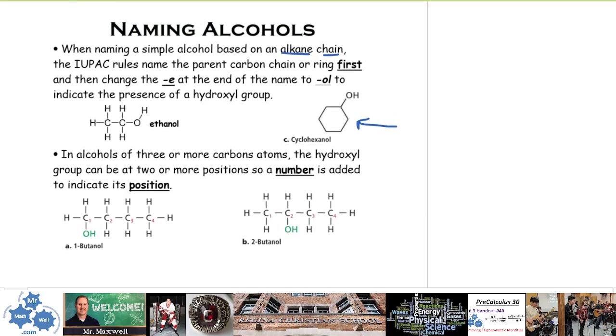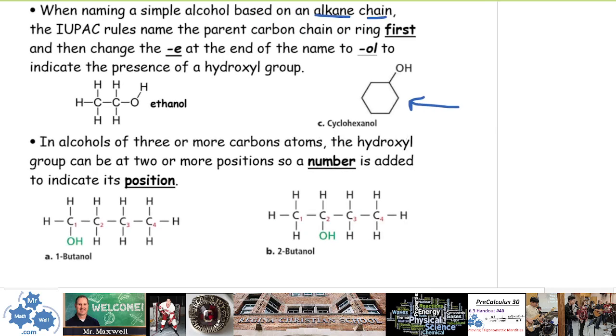In alcohols of 3 or more carbon atoms, the hydroxyl group can be at 2 or more positions, so a number is added. All right, that makes sense. So a number is added, as we've been doing so far, especially if there's more than one option. So methanol, ethanol, there's no options for where these can attach, right? Methanol, 1 carbon, so it just attaches there. Ethanol, 2 carbons. It could attach to the first one, or the second one is still the same as the first one. It's just the molecule flipped around.